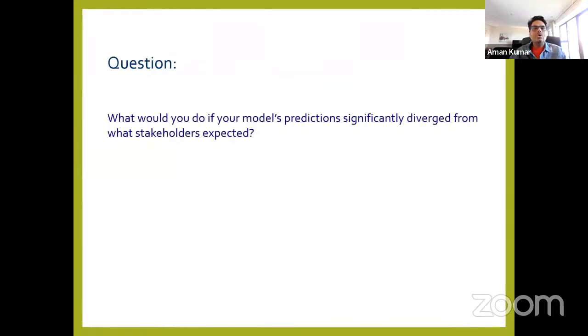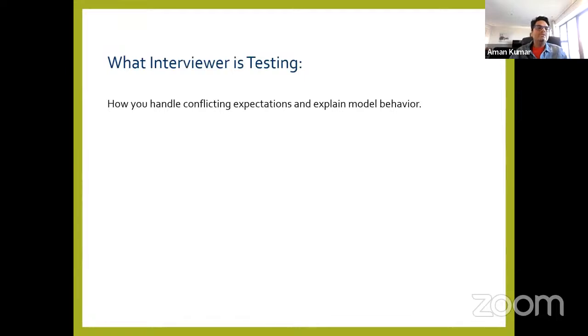And this is, I think, the last one. What would you do if your model's predictions significantly diverged from what stakeholders expected? So, the interviewer is trying to put you in a panic situation. You have built the model. Now you go to the stakeholder, but your model's performance is totally away from what the expectation was. So, what is the interviewer testing? How do you handle conflicting expectations and explain model behavior?